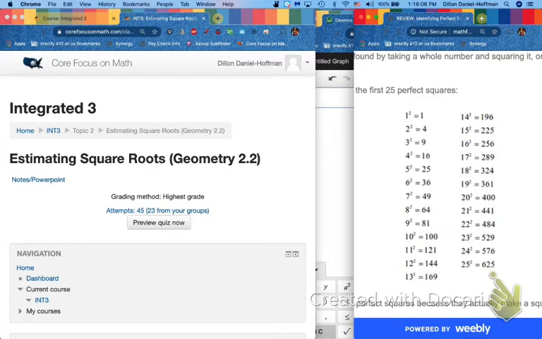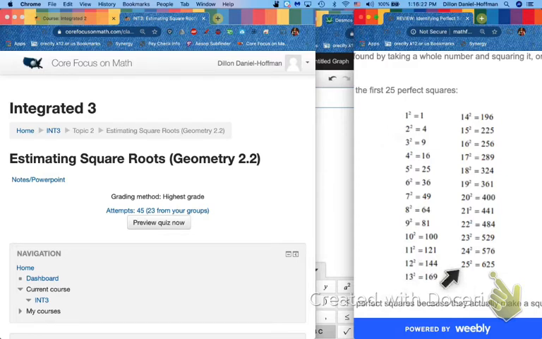Howdy, y'all. Welcome back. Estimating square roots. I promised it. Here it is. Time to deliver. On the right side, you can see the same notes that we had for the last assignment, reminding us of what the perfect squares are from 1 to 25.